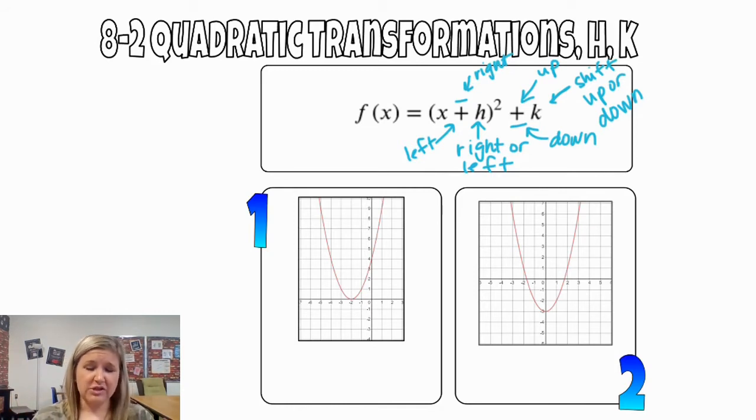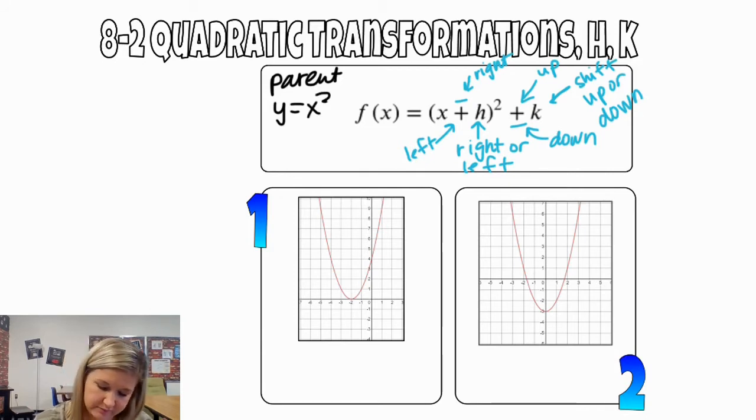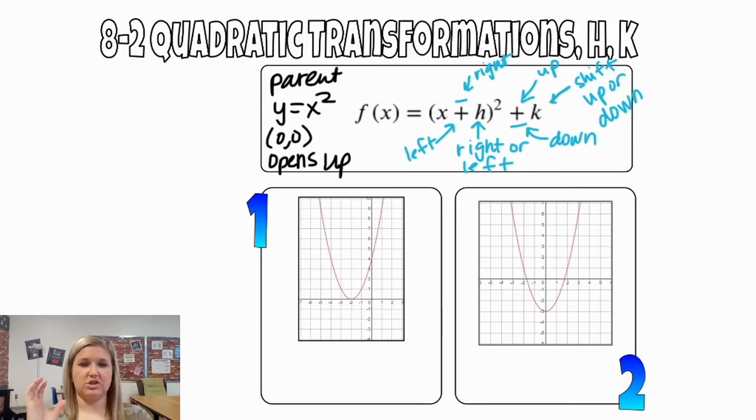So let's take a look here. Now you're thinking, well, how do I know where it shifted from? That's a great question. Remember that we had a linear parent function. We have a quadratic parent function. So the parent function is y equals, or f of x equals, remember that means the same thing, x squared. When we look at the quadratic y equals x squared, it's going to go through the origin. So the vertex is at (0, 0), and it also opens up, which means it's going to be like a U shape.